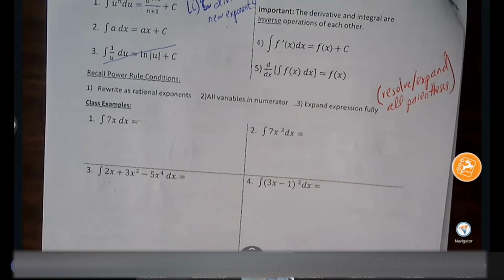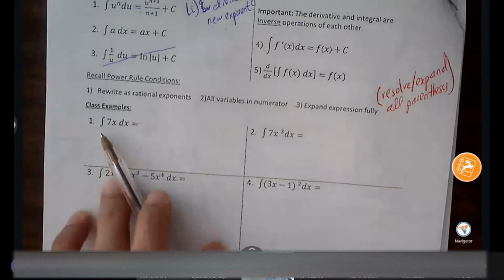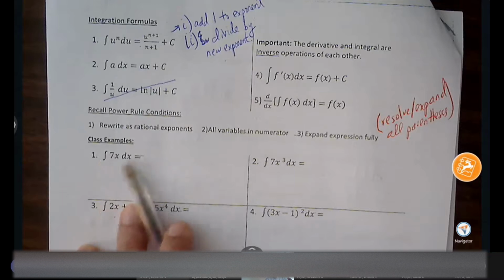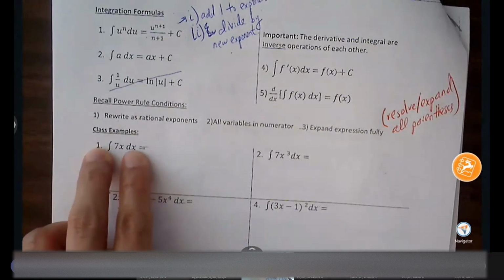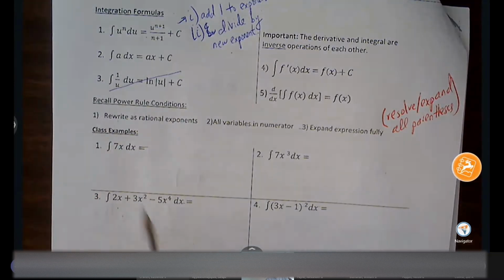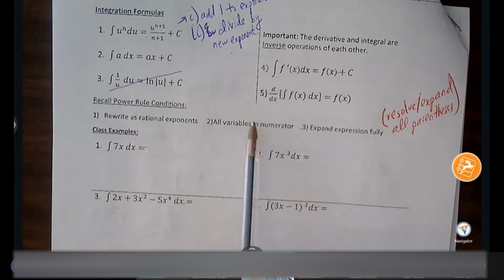Okay, so let's start with some easier ones, and we'll work up to ones where we have to play with these conditions. So number 1, the integral of 7x dx. Again, the integral and dx are just notation. We just know that they will always sit there. Really, our work is done with this 7x. It looks like every condition is ready to go. There's nothing standing in the way of seeing this problem clearly.